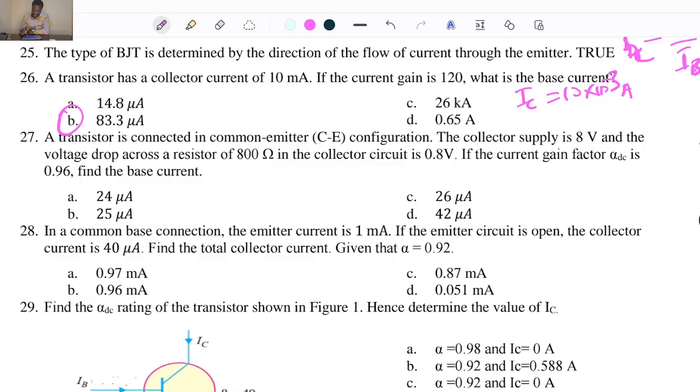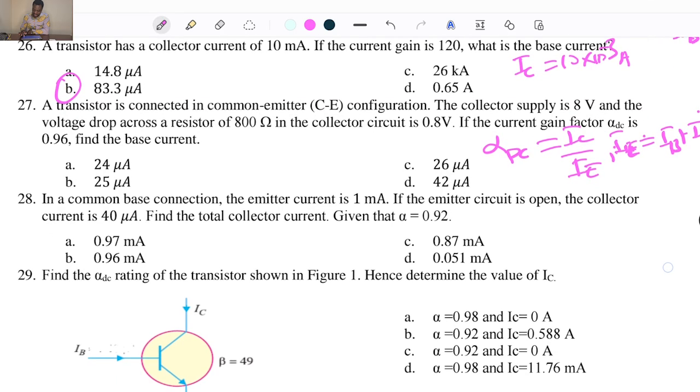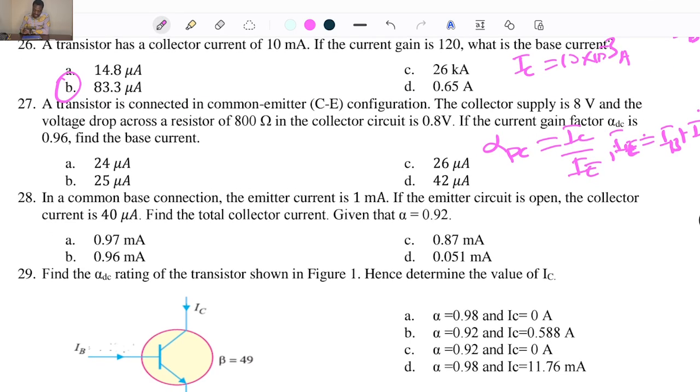So with this one, you can see alpha DC, we know it's going to equal output current over the emitter current. But here you can see we have to find the base current, right? And at the same time, we know emitter current is going to be equal to base current plus collector current, right? So IB plus IC. So we try and get all this.